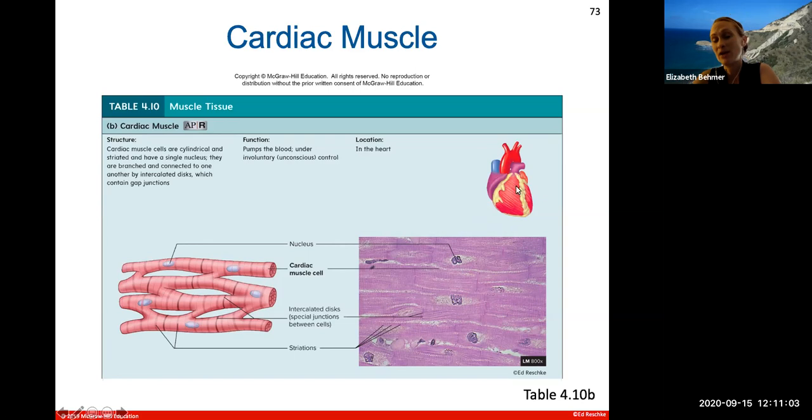Also, one thing about the heart, if you take a heart out of the body, it's able to continue beating on its own. So the heart can establish its own heartbeats.